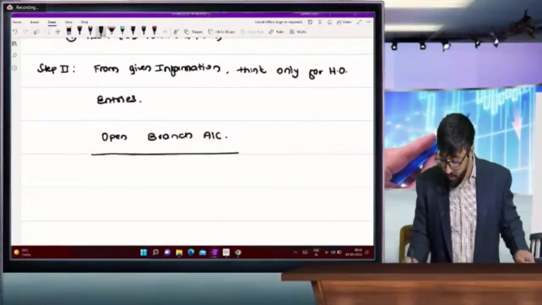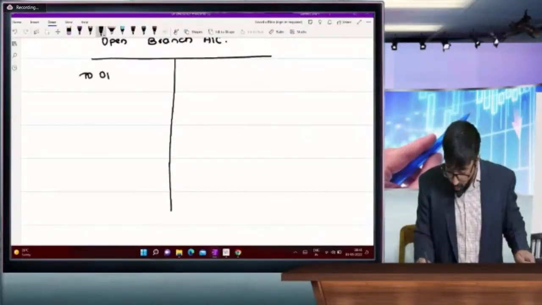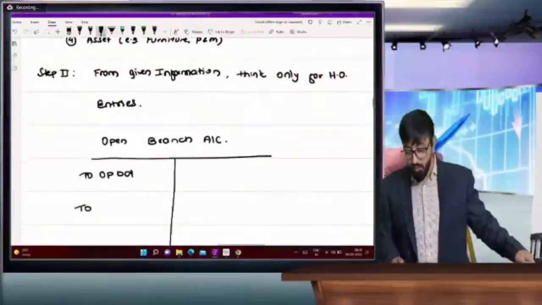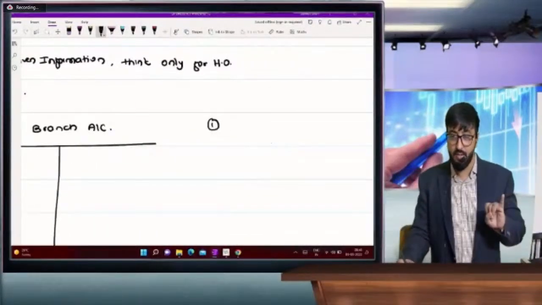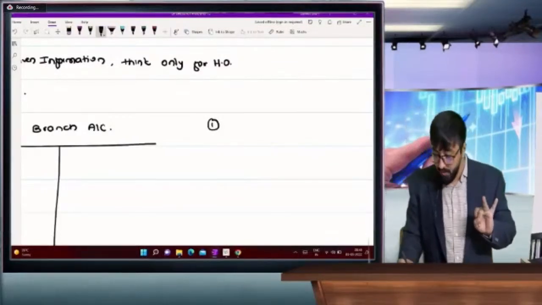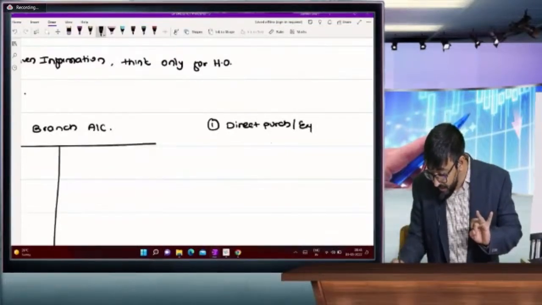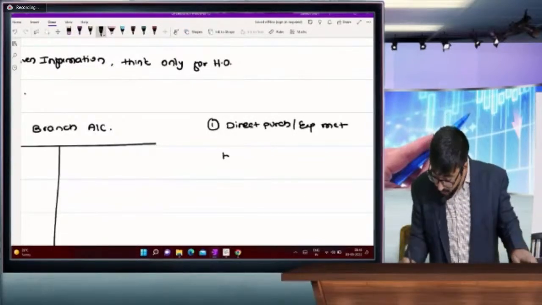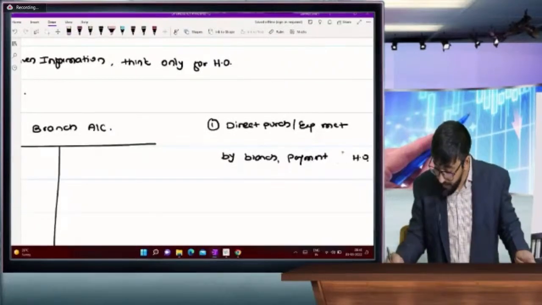In the branch account, it will look like two opening balances. Now think only for HO entries. So what will the HO entries be? Think cash sales. Yes, the first entry is cash sales in our books. No, credit sales are not in the books in the HO entry. Yes, direct purchases or expenses made by branch and payment by HO. Yes, HO is involved in this entry. Payment by HO.